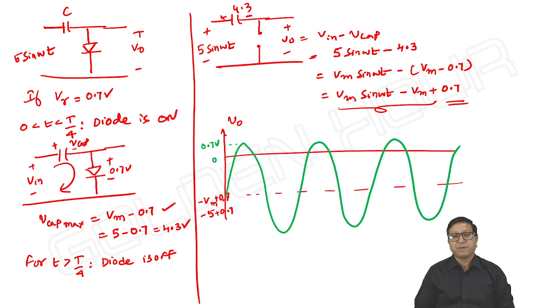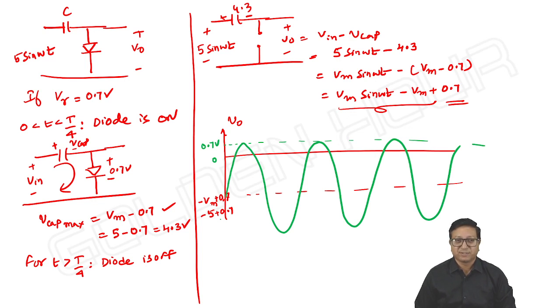Instead of appearing exactly at the 0 level, the positive peaks will appear with respect to 0.7 volts. All positive peaks will be appearing with respect to 0.7 volts, V gamma. That's it. So what is the DC level of your output in this case? It means minus Vm plus 0.7. Generalized, what is the DC component present in the output? This is what we can take. This is the idea if V gamma is given.